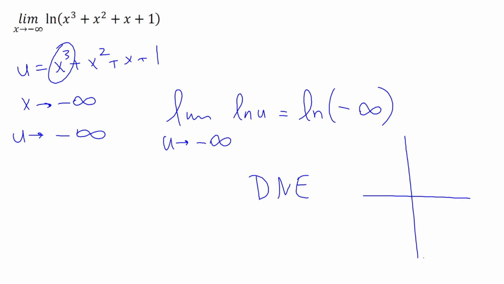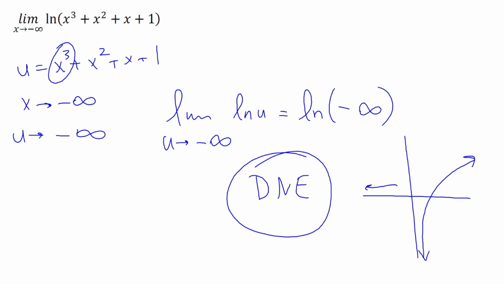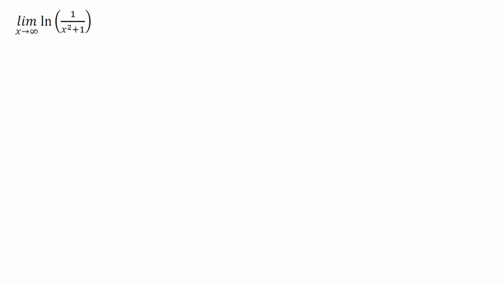And we should see that if we think about the graph of natural log, it never goes towards negative infinity. Like the x values never go towards negative infinity. We can't take those natural logs. So this limit doesn't exist.